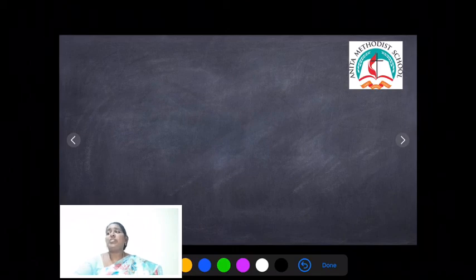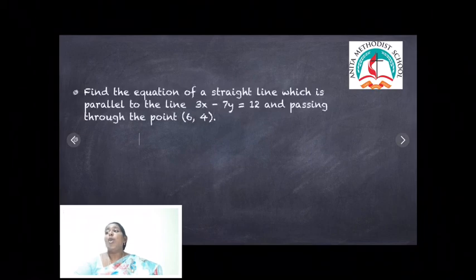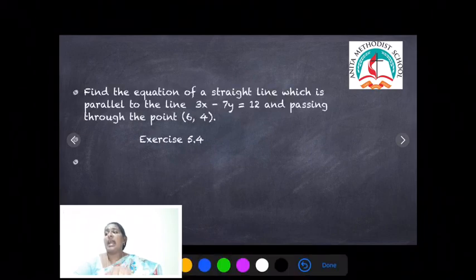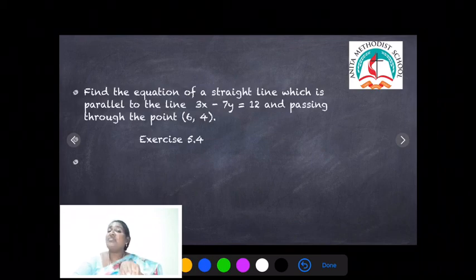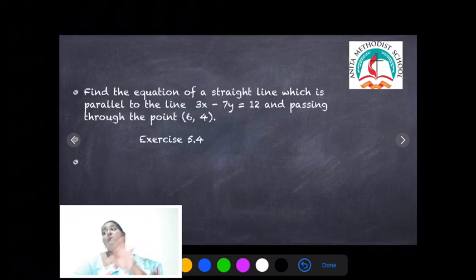Okay. By using that, find the equation of the straight line which is parallel to the line 3x minus 7y is equal to 12 and passing through the point (6, 4). Children, listen very carefully. What should you find out? We have to form an equation which is parallel to the line. So, you will find out the slope.